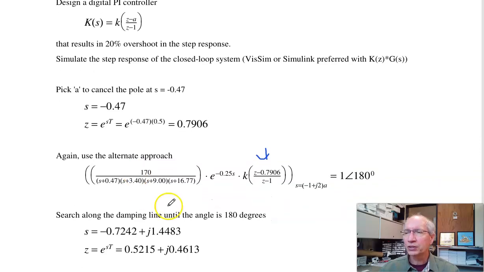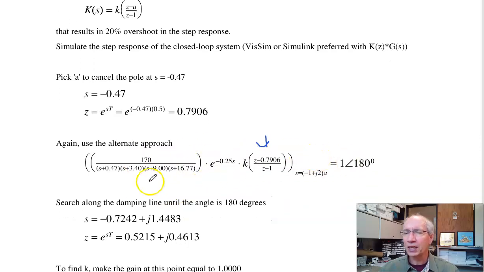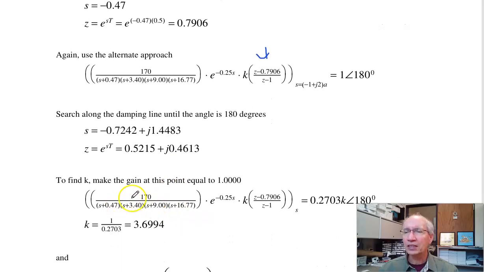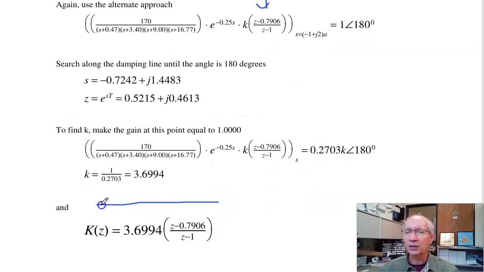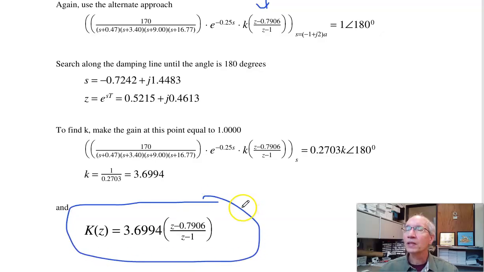G of S, search until the angles add up to 180. Now the point in the S-plane that does that is at minus 0.7 plus J1.4. The spot in the Z-plane. Analyzing G times K times delay, I get 180 degrees. That's good. Gain's wrong. To make the gain 1, K is 3.69. So this is K of Z. That should give me a faster system with 20% overshoot.